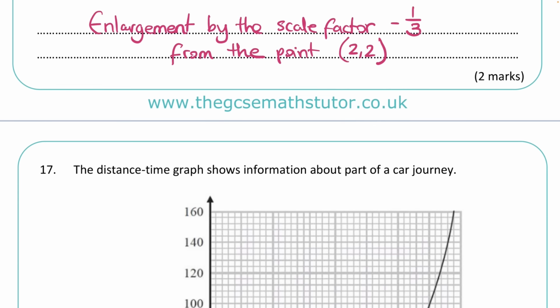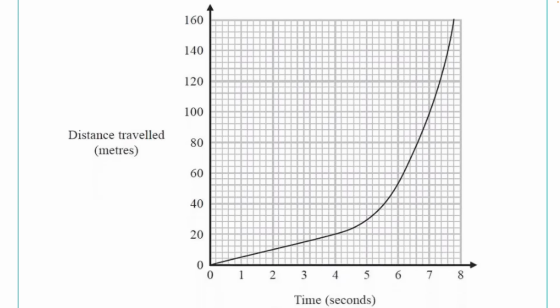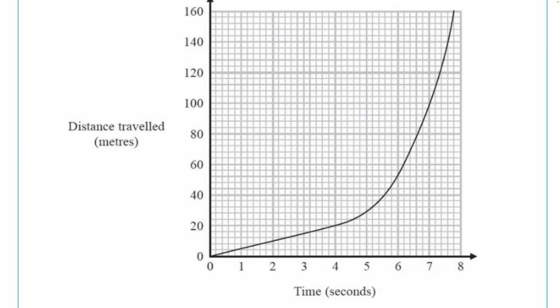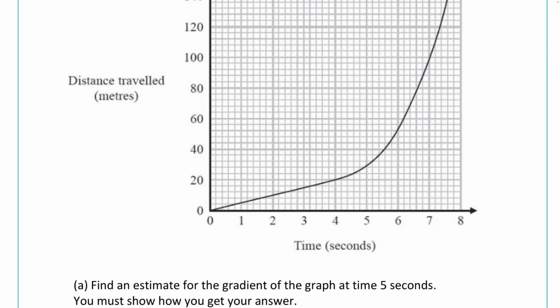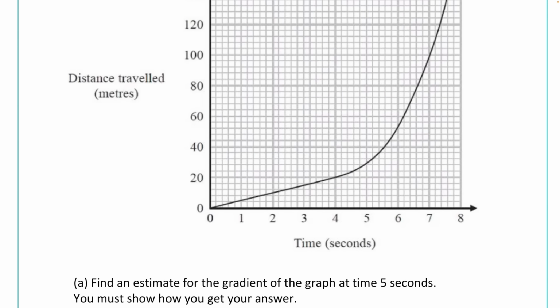Okay, our next question is a distance time graph that shows some information about part of a car journey. We've got distance travelled on the left and the time down the bottom, and we've got this curved graph. It says here to find an estimate for the gradient of the graph at 5 seconds, and you must show how you get your answer. So at 5 seconds, I'm going to mark a dot on the graph, and we need to draw a tangent at this point.